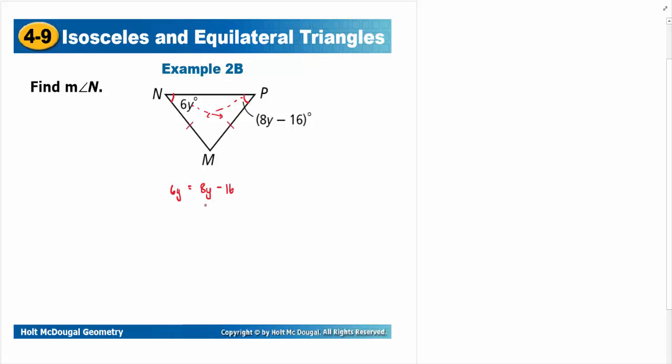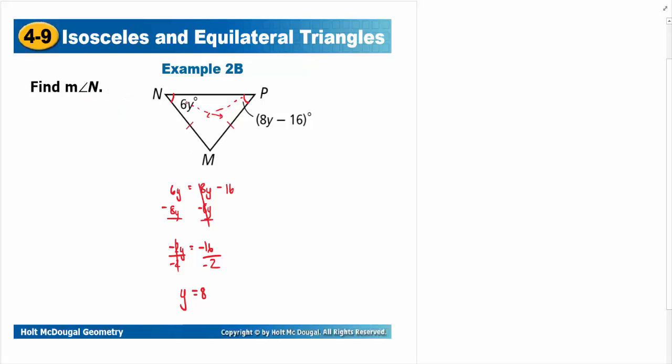So if I'm solving this, I can subtract 8y from both sides. So I get negative 2y equals negative 16. Because these are being multiplied, I can then divide both sides by negative 2, and y is going to equal 8. Now they want the measure of angle n.